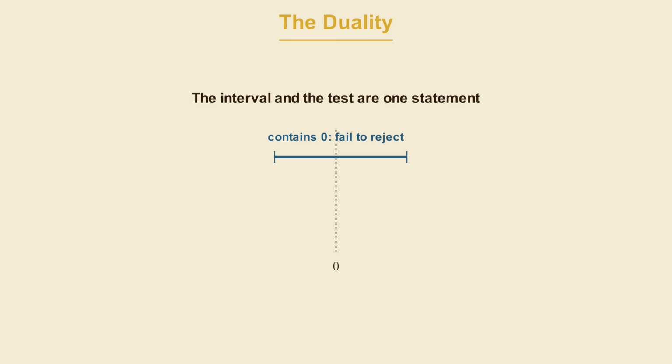And here's the connection that ties the whole video together. The confidence interval and the hypothesis test are the same statement looked at in two different ways. If the 95% confidence interval contains 0, then you fail to reject the null hypothesis that the coefficient is 0 at a 5% level. If the interval doesn't contain 0, then you reject. So a coefficient is significant at 5% exactly when its 95% interval misses 0. That's the duality, and it's the same duality between intervals and tests that we saw back in the module on inference. So let's actually run Margot's test.